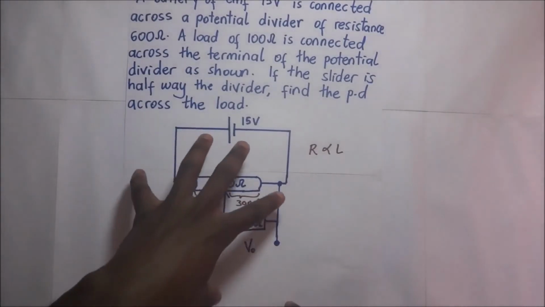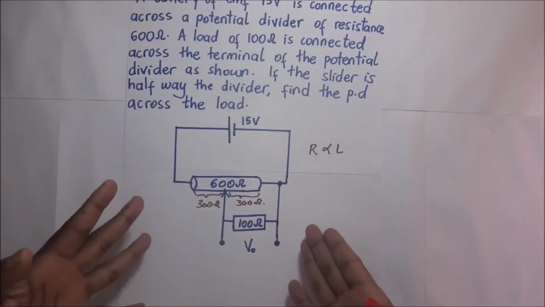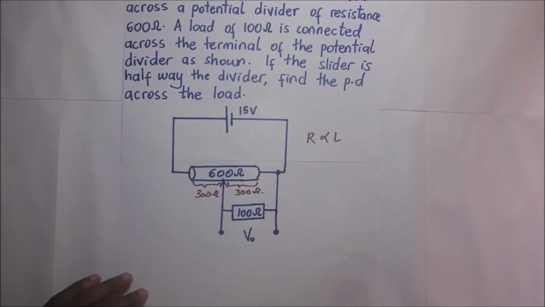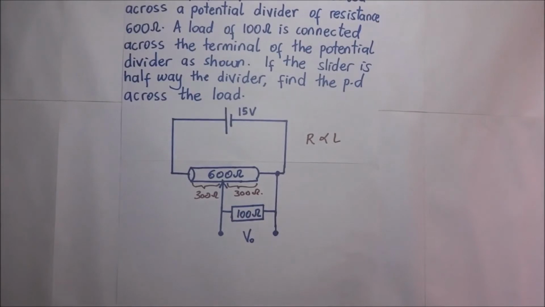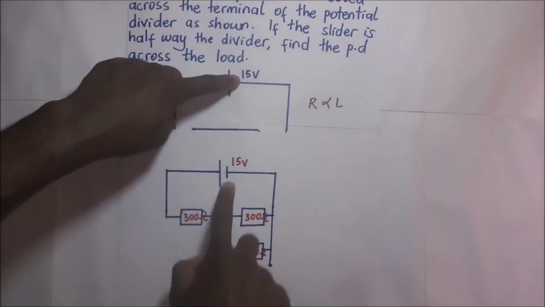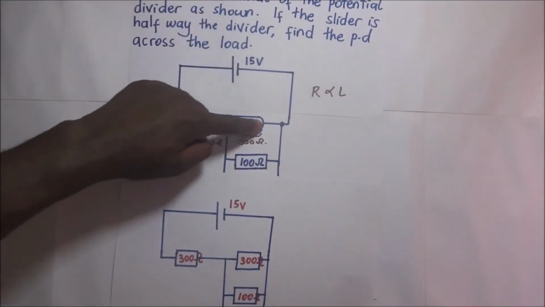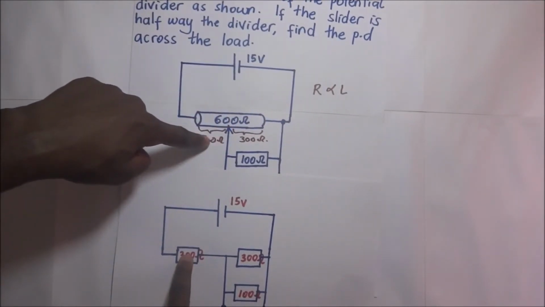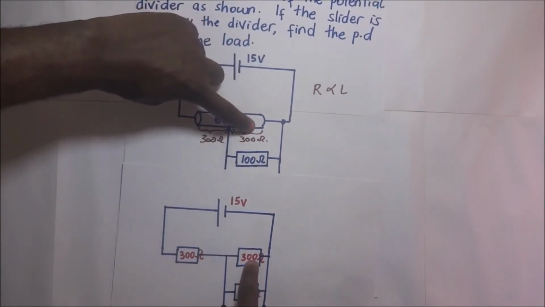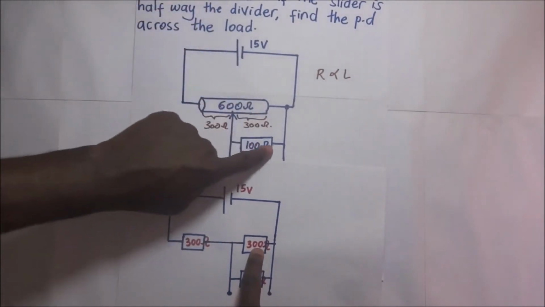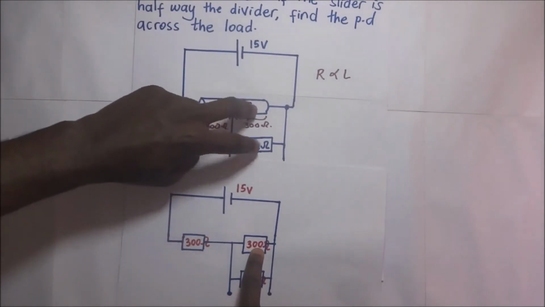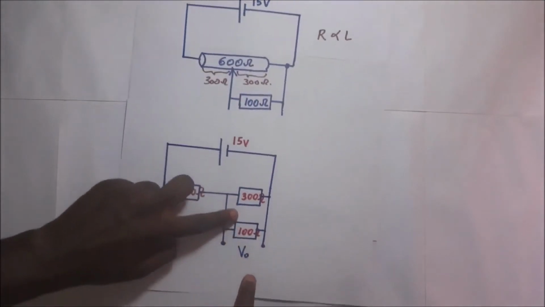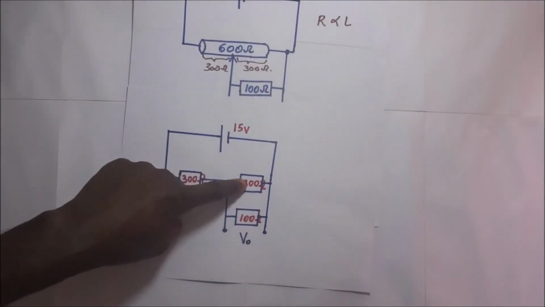Still, let's remodel this diagram and draw it again so that it makes more sense for those looking at this for the first time. It would look like this. We have the 15 volts right there, and since the slide wire is in the middle, this portion is 300 ohms and this other is also 300 ohms. Then we have the 100 ohms, which is the load put across, in parallel with this 300 ohms right here.